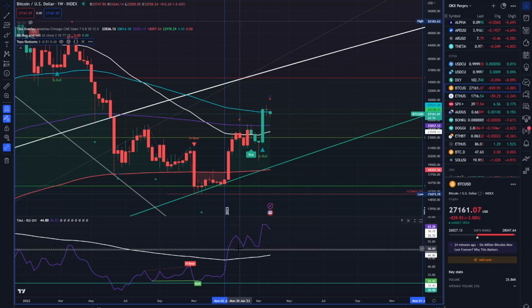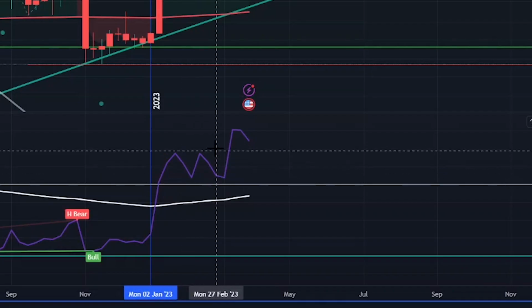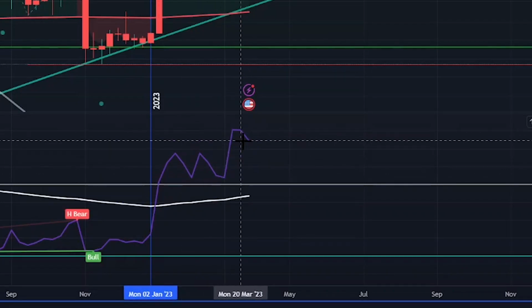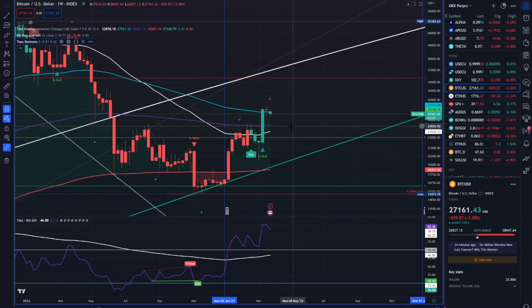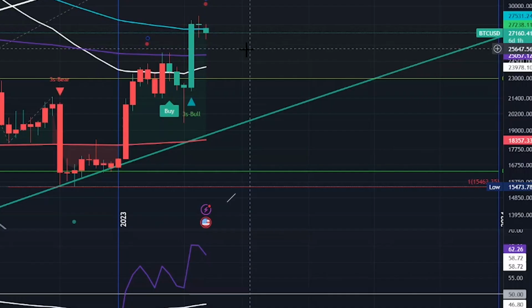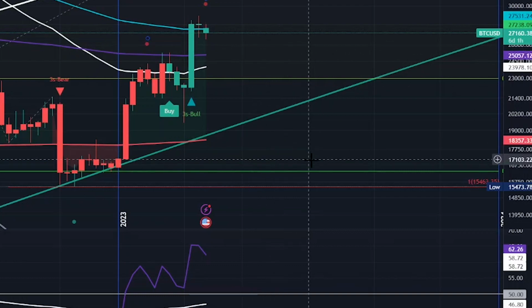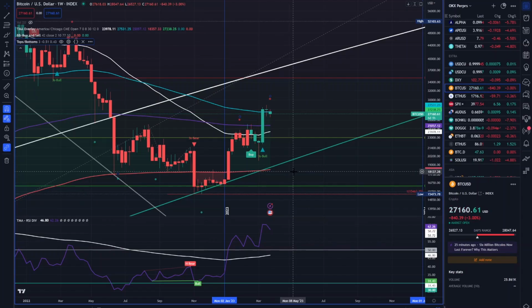Though when we look at the weekly RSI, we didn't actually get a bearish divergence or anything like that. So I feel like this is going to be just a healthy correction, something that's required before a bigger move to the upside, or at least like 30 to 32K. Or we break down and test the lows again, but that really remains to be seen.